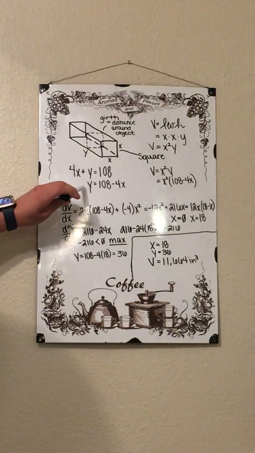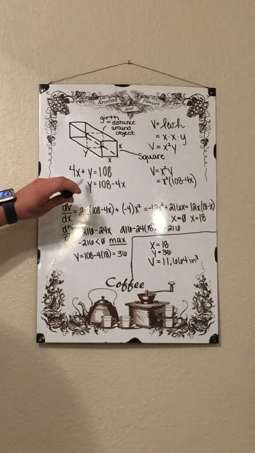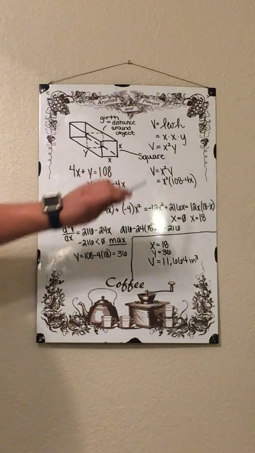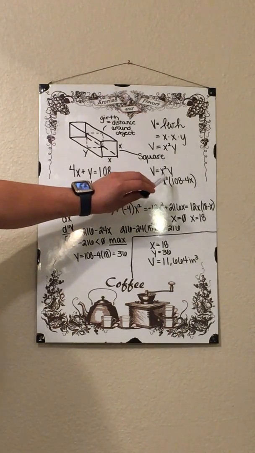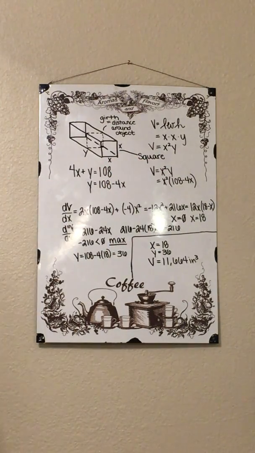We can then use this equation that we rewrote for y and substitute it into the equation for volume, and that would be equal to x squared times 108 minus 4x.